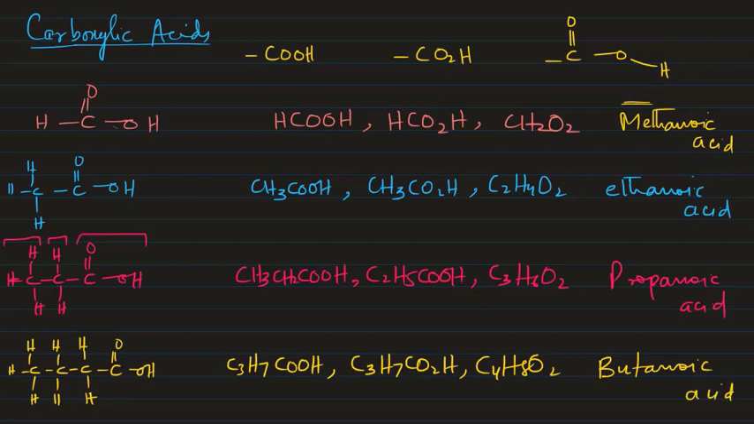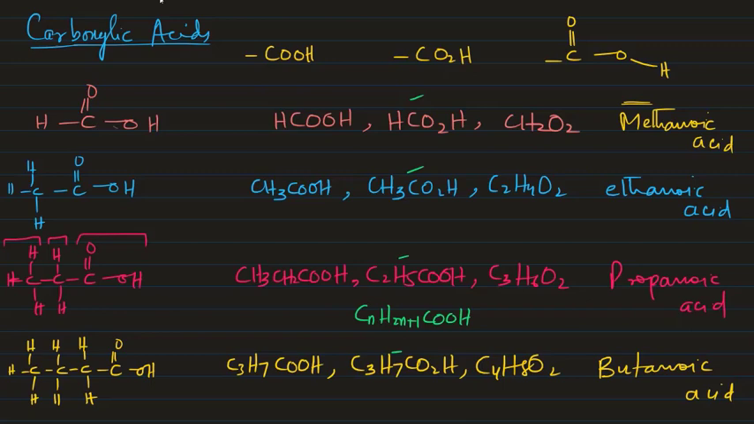So from these formulas, we can work out the general formula of carboxylic acid. There are two types of general formulas that we can have. The one that we can make with the help of these structures: there are two carbons and five hydrogens. We can say it as CnH2n+1COOH. This is the first general formula of carboxylic acid.